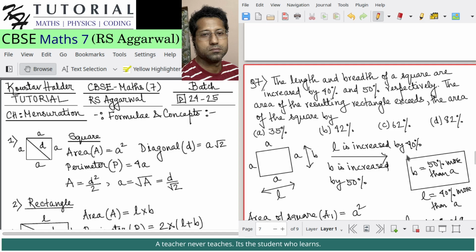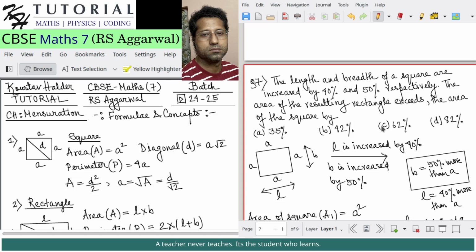The length and breadth of a square are increased by 40% and 50% respectively, the area of the resulting rectangle exceeds the area of the square by... Why is it saying the length and breadth of a square? If I assume that there is a mistake in the problem.